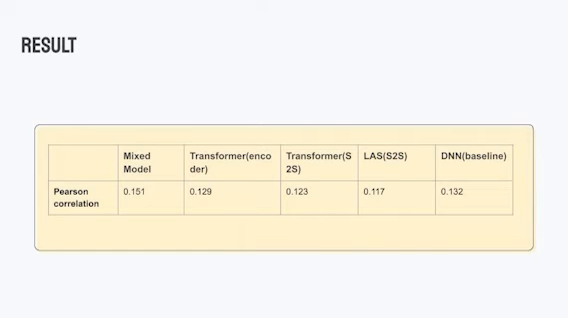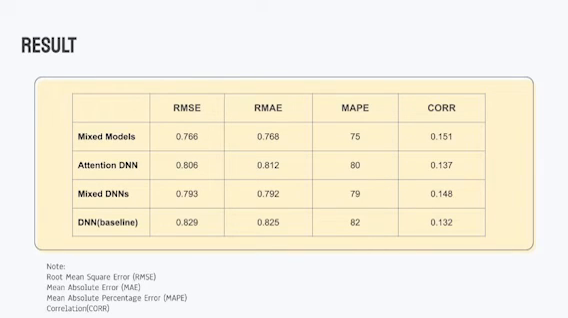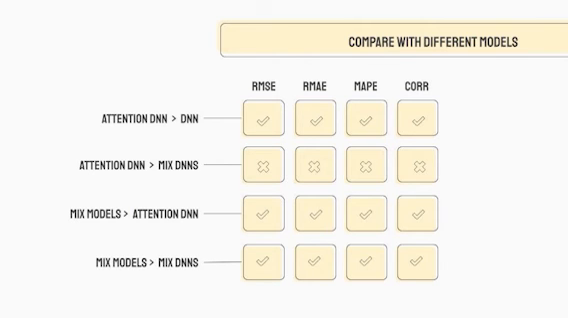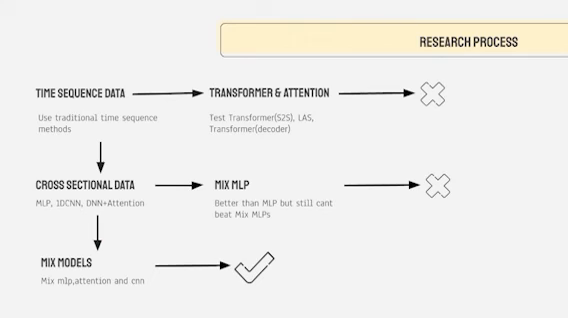Here is our result. For our core evaluation criterion, Pearson correlation, we compare our mixed model with the baseline model and other comparison models. We also compare different models with other evaluation metrics such as RMSE, RMAE, and MAPE, and we got the result here. From the result, we can get an idea that our mixed model is better than our baseline in different evaluations. Right now, let me talk about our research story.